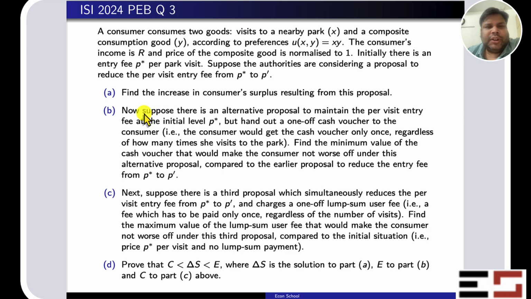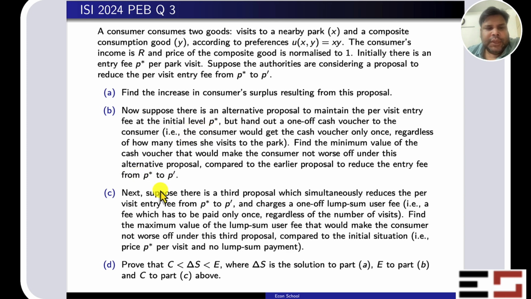The next question is, suppose there is an alternative proposal to maintain the per visit entry fee at the initial level P star. So the price remains at P star, but the consumer is handed out a cash voucher. How much should be the minimum value of this cash voucher so that the consumer is not worse off under this alternative proposal compared to the earlier proposal, which was to reduce the entry fee from P star to P prime?